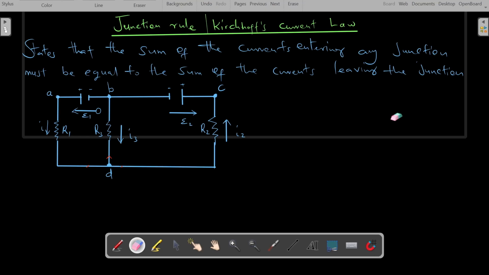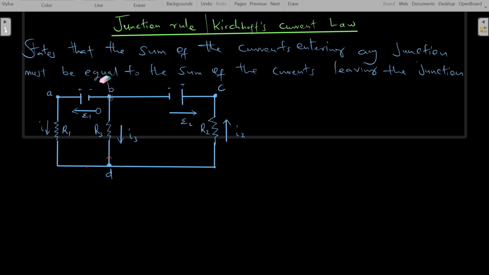Hello guys, in this Kirchhoff's current law, we have looked at the voltage law, okay? That the sum of the currents entering any junction must be equal to the sum of the currents leaving the junction. So using this diagram that we are having, okay?